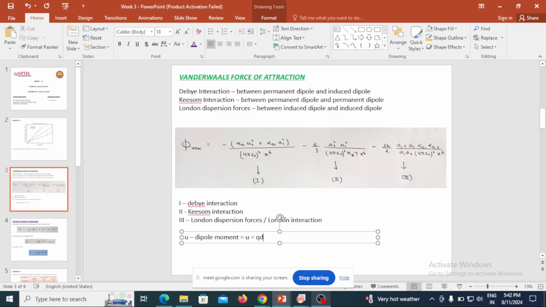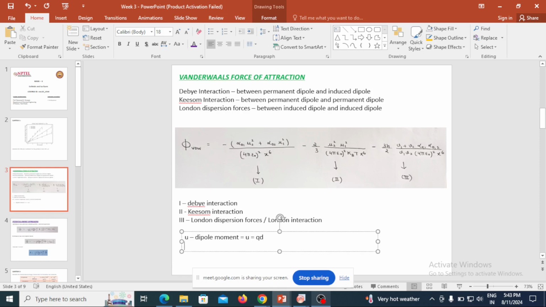We said that a dipole is nothing but when two charges of equal magnitude but opposite polarity are separated by a distance d, then that system is called a dipole. So dipole moment is mu equals q, that is the magnitude of the charge, times d, that is the distance between the two charges.